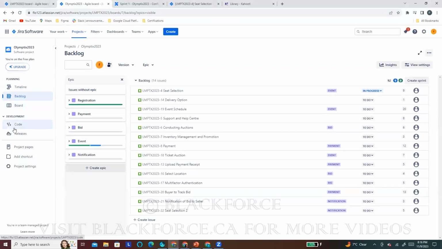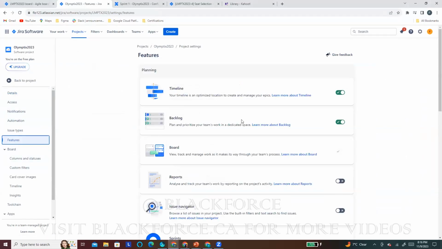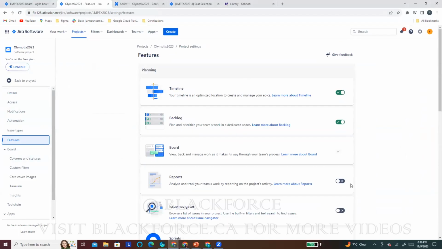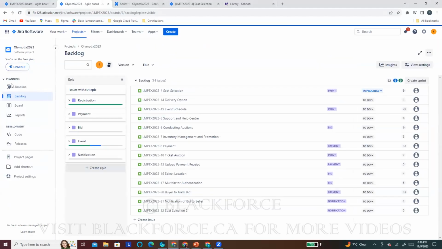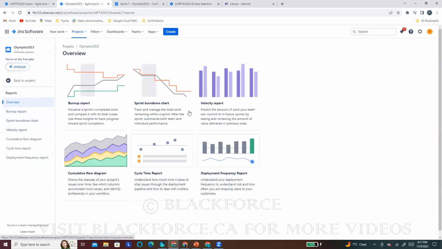Okay, so report is not showing here, but if you go to project settings, you can see features. If you want to enable any features that are available, you can come here. So I'm going to enable reports. Now report is enabled. If I go back to project, you see reports. So when you get to report, you can see the velocity report, right?